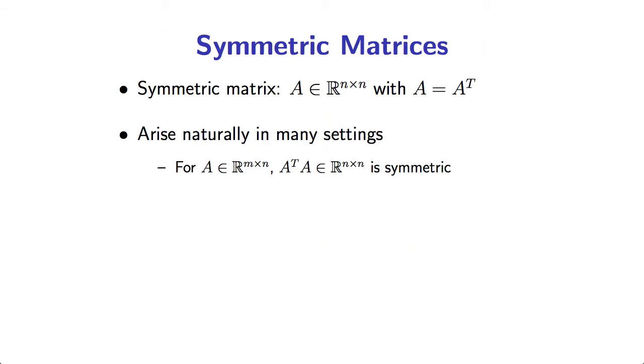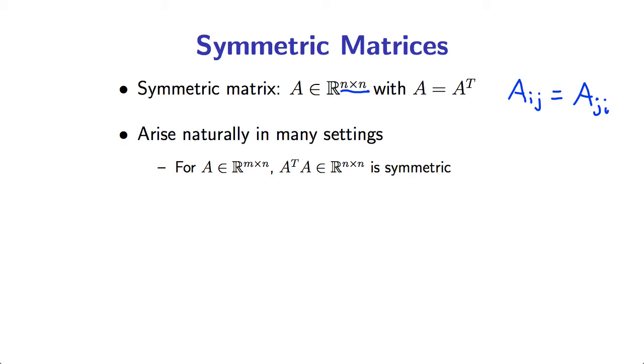One special type of matrix, which we see a lot in practice, are symmetric matrices. These are square matrices, so it's important that A here is a square matrix. It's an n by n matrix, where we have that A equals the transpose of A. What this means element by element, of course, is that A_ij is equal to A_ji for all i and j.